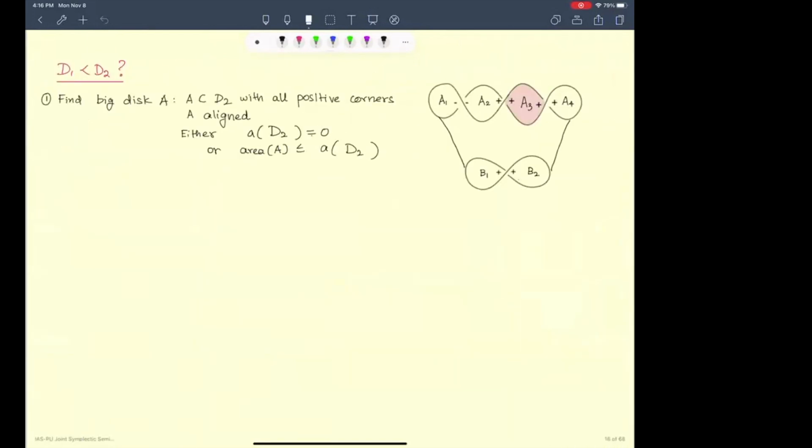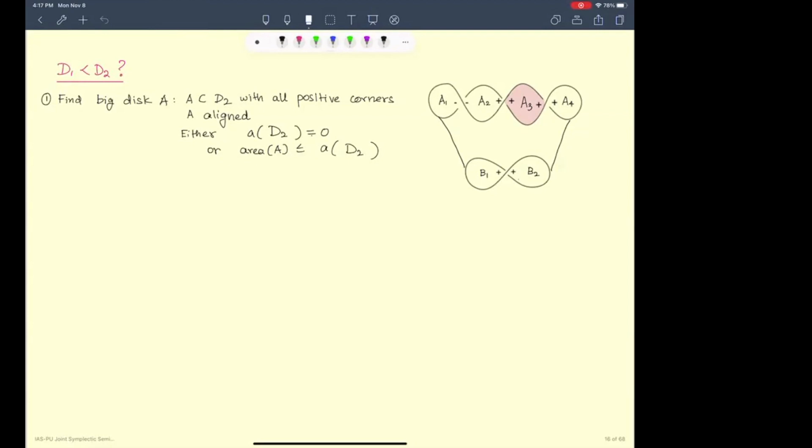So let me try to describe my main theorem. The question is, we have two diagrams, D1 and D2, and can D1 undercut D2? First what we want to do is find a big disk. This is like some game, you're at a board game party now. So you have to find a big disk. So what is a big disk?